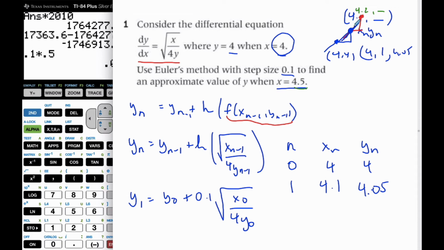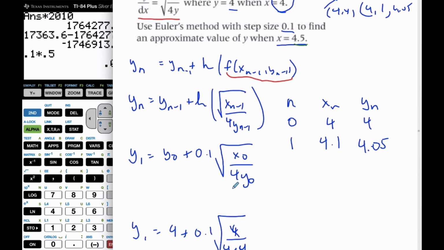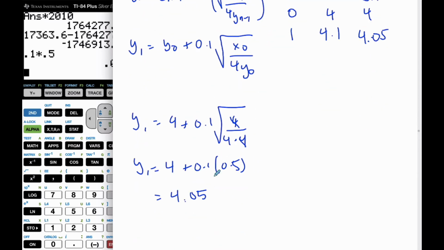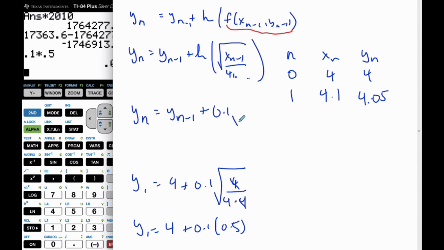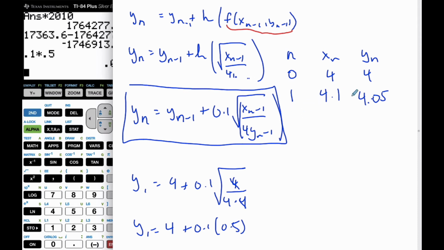Then I'm going to find the slope at this point. Because it's an iterative process, they've come up with a formula, and what you have to show on the test is this formula: y n equals y n minus 1 plus 0.1, which is my h, times the square root of x n minus 1 over 4 y n minus 1. This is the equation I'm going to use, and I'm going to do the table.